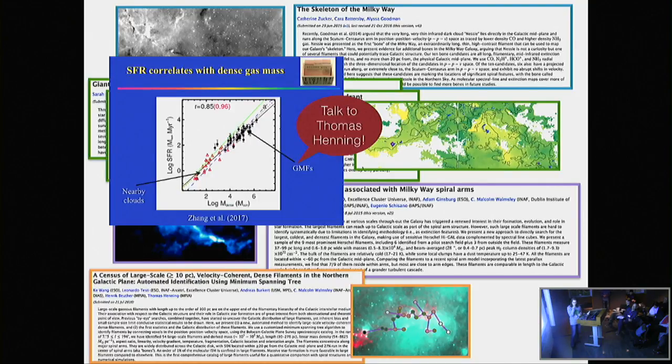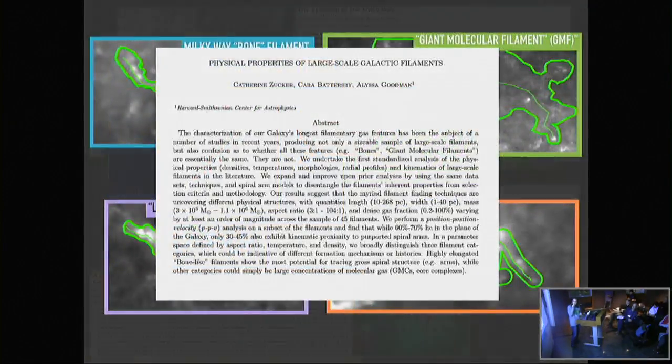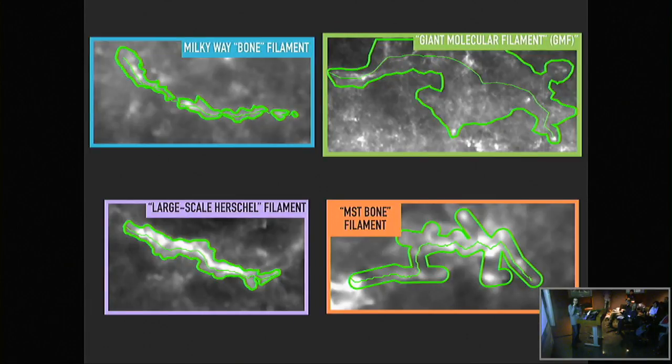criteria and methodology. And so what we've done here at Harvard is the first comprehensive reanalysis of the physical properties of all large-scale filaments in the literature using the same data sets, techniques, and spiral arm models, so Mark Reed and Tom Dame's spiral arm models. Specifically, we've analyzed all these filaments using Herschel data, and so you can see this is a more comprehensive view of how these filaments relate to each other.